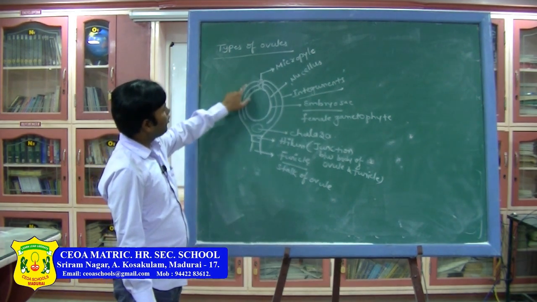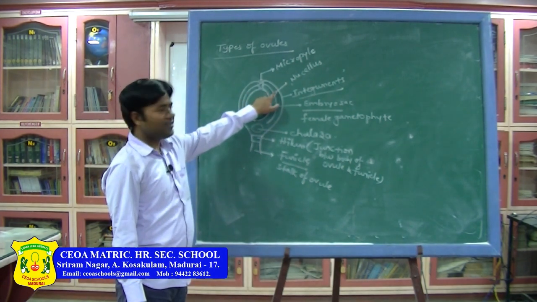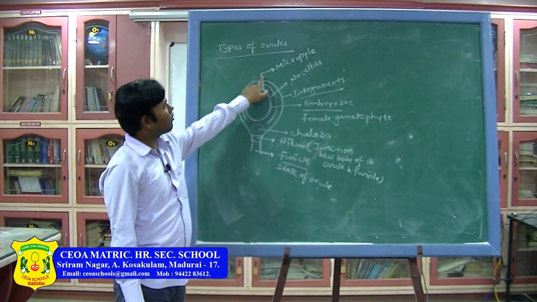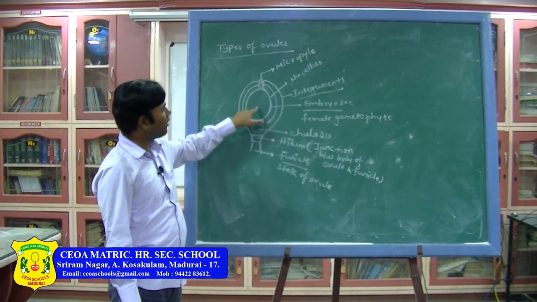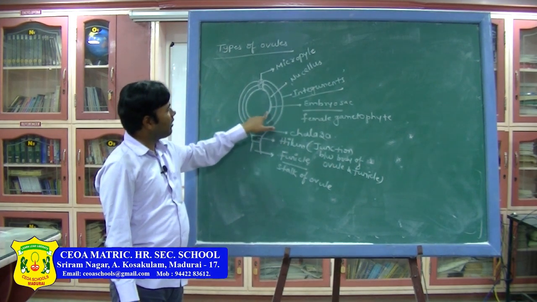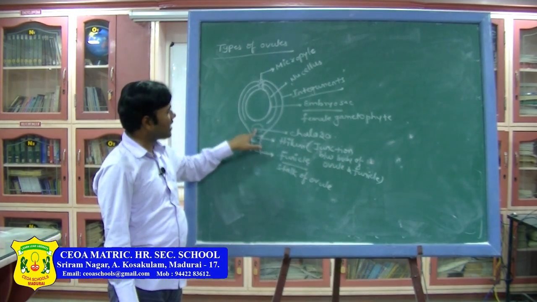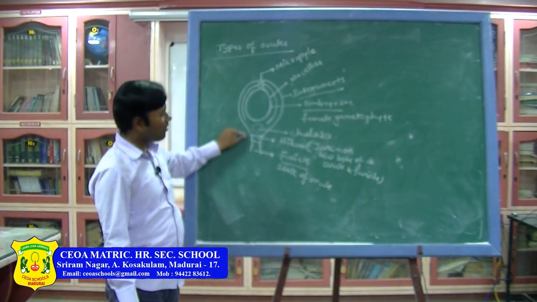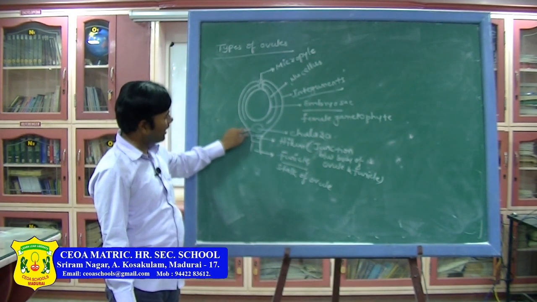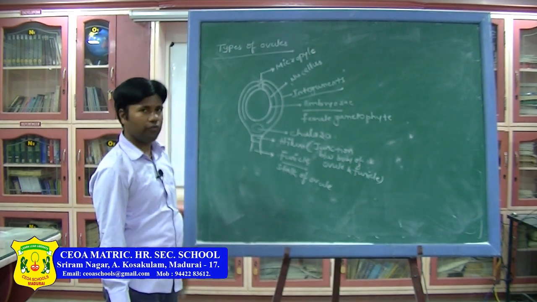What is micropyle? Due to the formation of the integuments, a small narrow opening is formed, called the micropyle. Nucellus means it provides nourishment to the developing embryo. Then this is the embryo sac, the female gametophyte. The chalaza is opposite to the micropyle. Hilum is where the body and funicle join together. Funicle is the stalk part of the ovule.